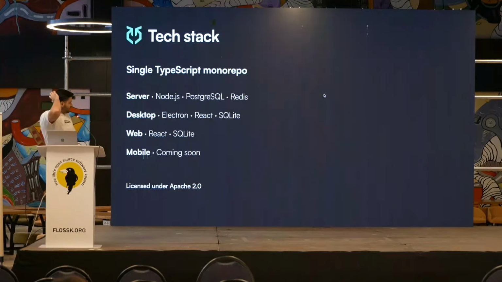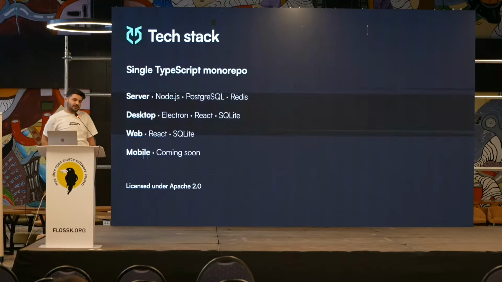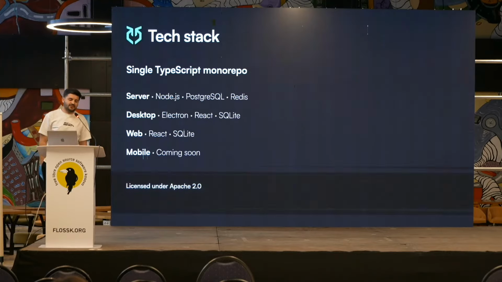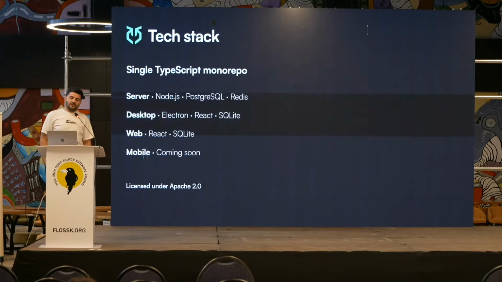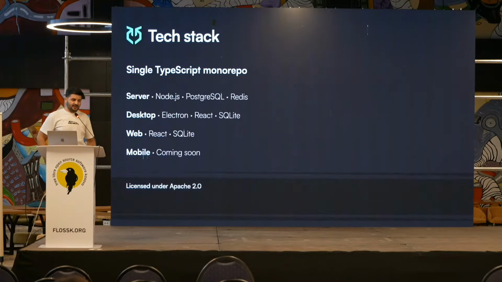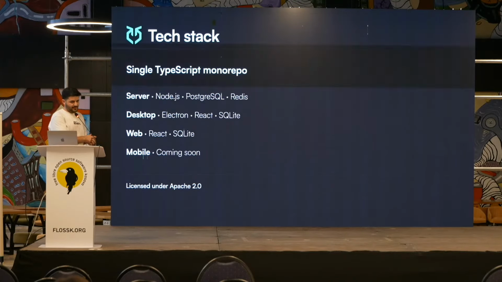In terms of the tech stack, we have a full TypeScript monorepo. Everything is written in TypeScript. There are no other languages. We have the full server-side in TypeScript with Node.js. We use just Postgres and Redis. In desktop, we use Electron with React and SQLite. In web, we use React with SQLite in WebAssembly, which is a very interesting challenge to do, and we'll probably write some blog posts about that, and we're also working on the mobile app.